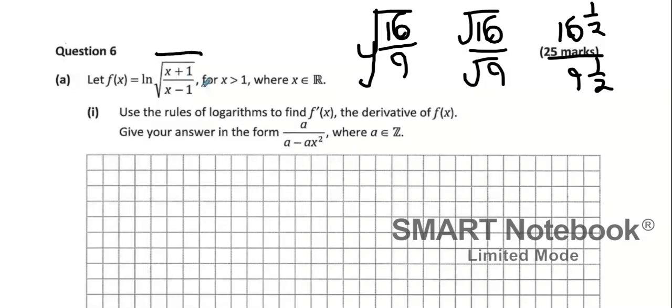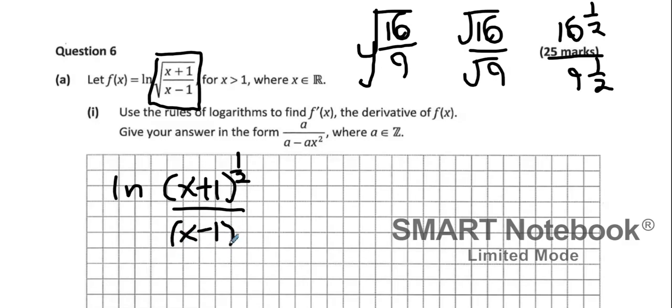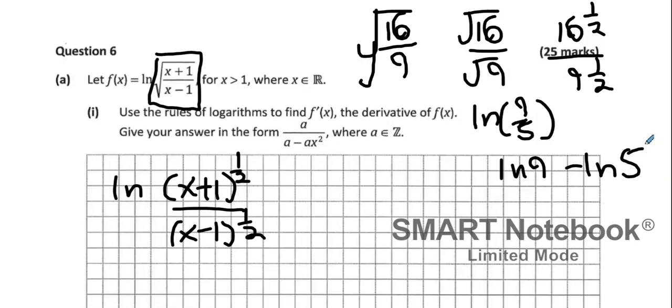We're then going to use that knowledge to break this up in what way? What do you think we're going to write it as? x plus 1 to the power of a half and x minus 1 to the power of a half. Then we're going to use log rules. ln 9 over 5 can be written as ln 9 minus ln 5.